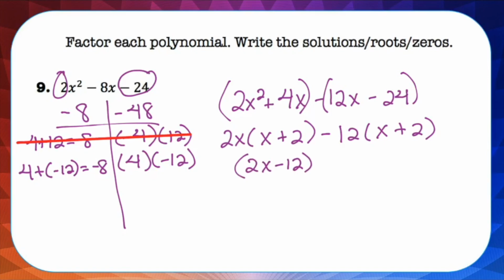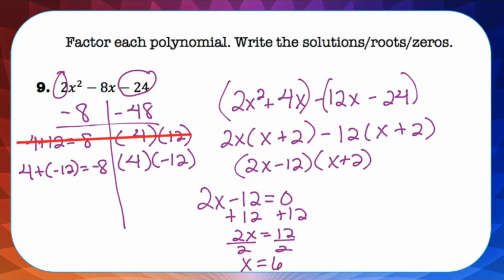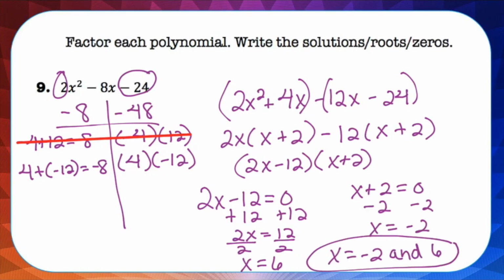So the two binomials match, so we combine the two GCFs, 2x minus 12, and the common binomial, which is x plus 2. So you're going to set each of them equal to 0. So 2x minus 12 equals 0, so we have to add 12, then divide by 2, and you get x equals 6. Then the right-hand side, just subtract 2, and you get x equals negative 2. So our two roots are negative 2 and 6.